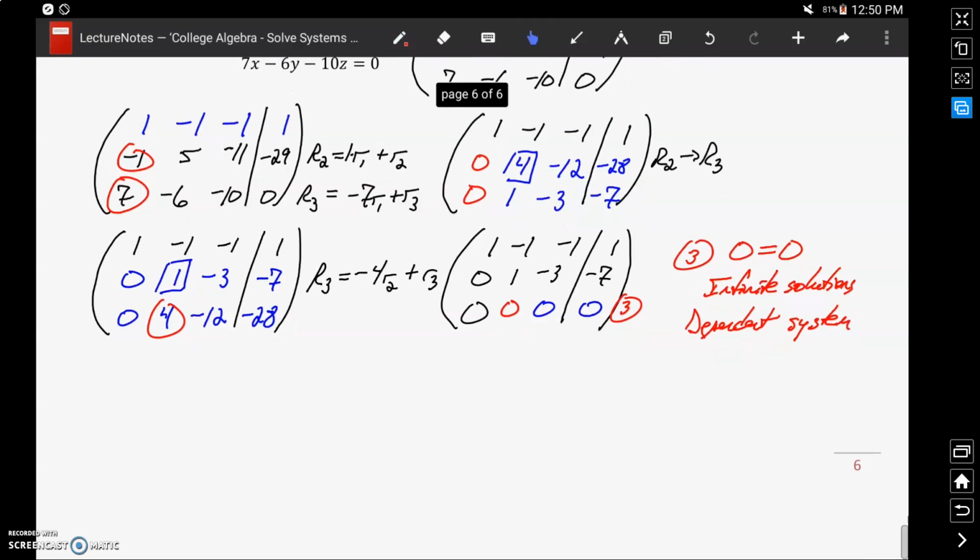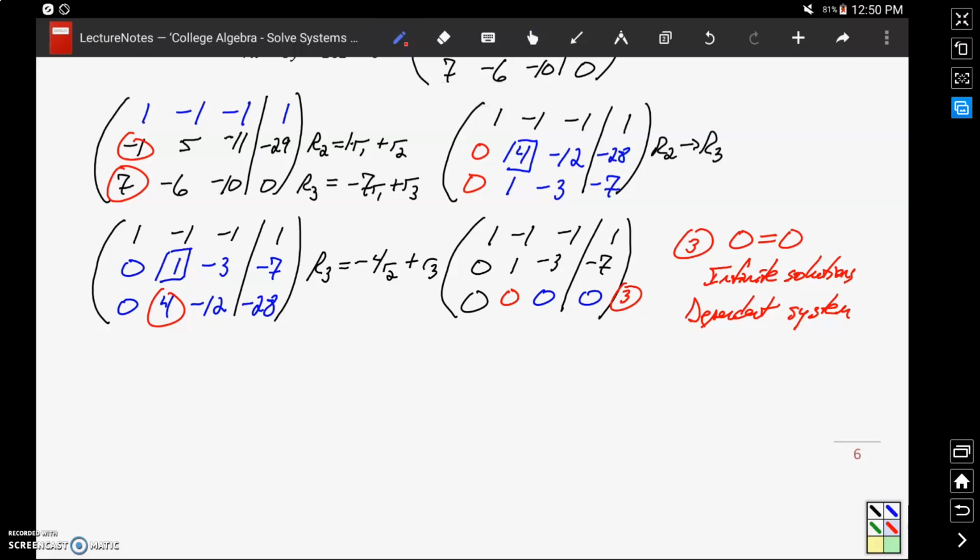Our value for z can be any number that we want, and then we need a way to define x and y in terms of that value z. So we'll need to work our way back through equations 1 and 2. We'll start with equation 2, which tells us that y minus 3z has to be equal to negative 7. Or solving for y, we'll get negative 7 plus 3z.